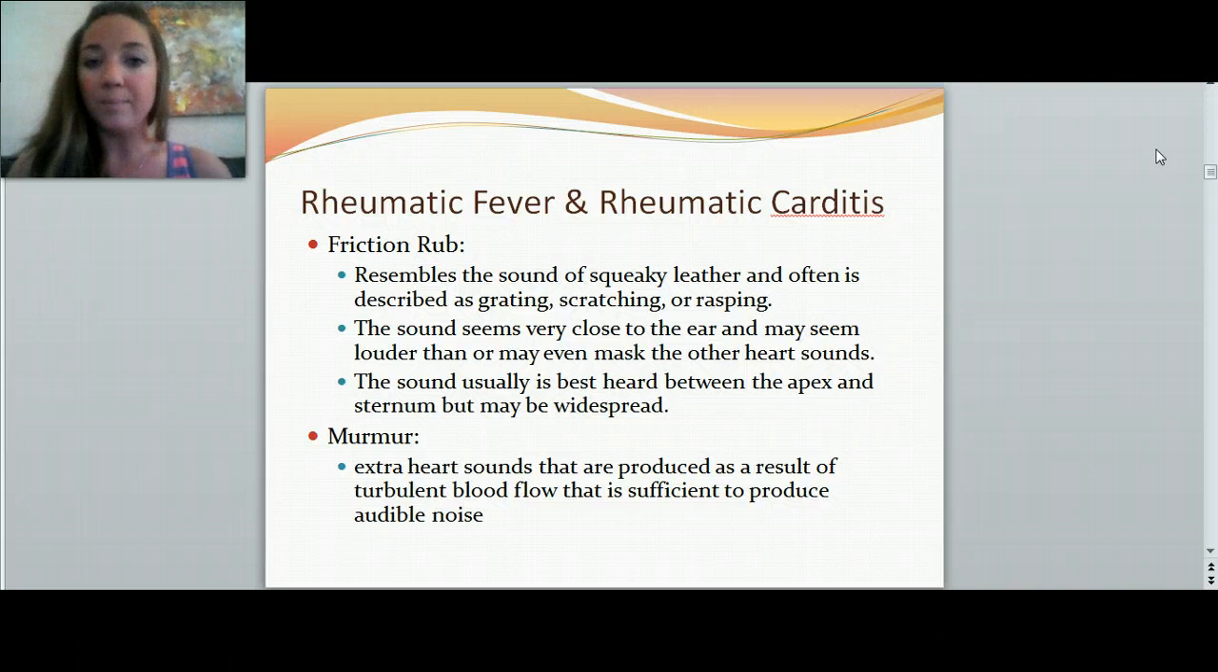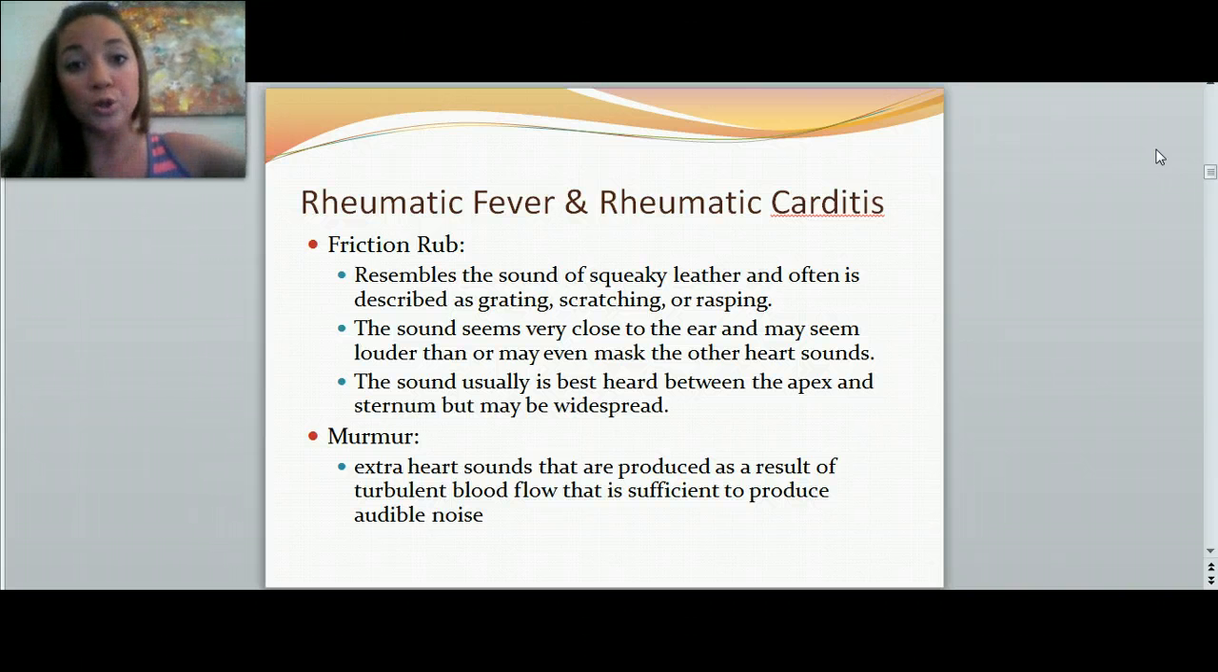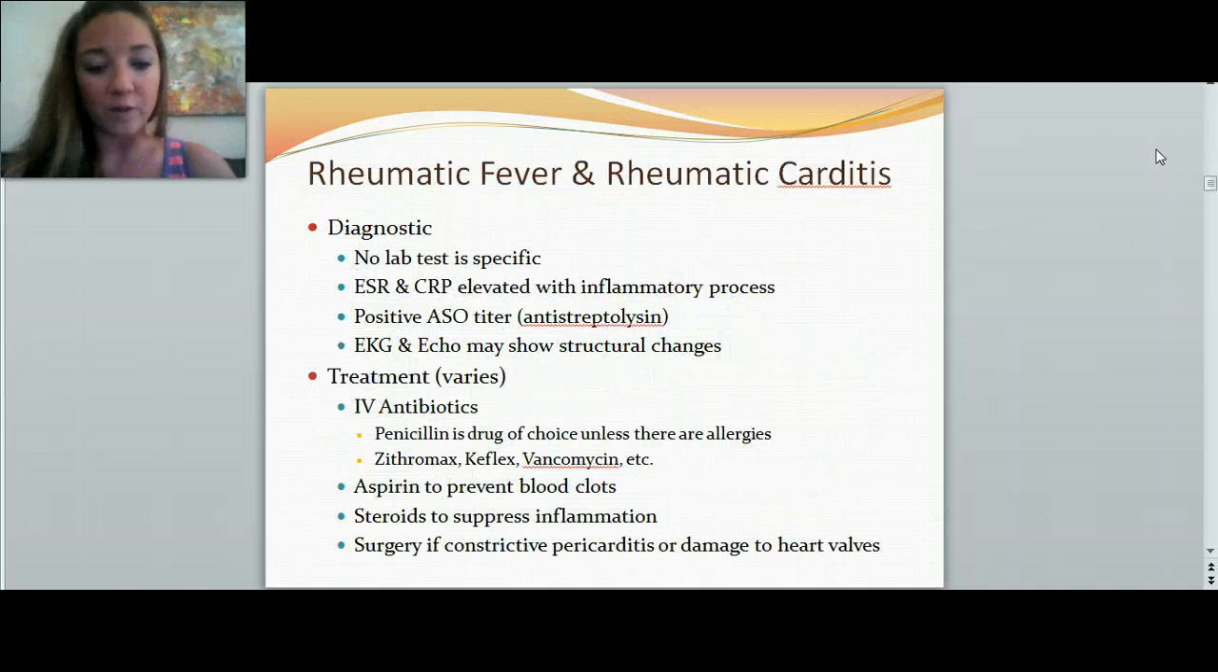Okay, like we said, the murmur is just an extra sound produced as a result of turbulent blood flow. So it's like a swishing, whoosh kind of sound. Okay, so if you're listening to the heart, you hear like a beat, whoosh, beat. All right, again, I'll try to find one for you to listen to.